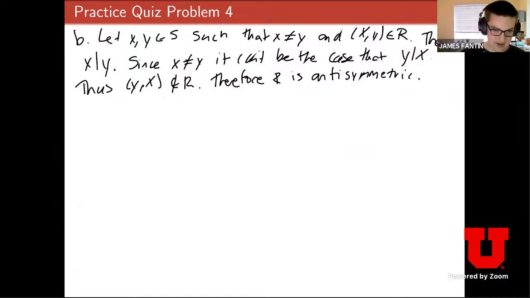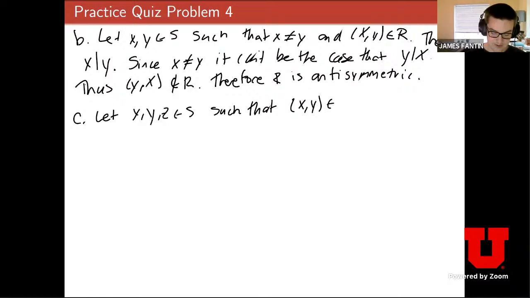So let's look at why this is transitive. To prove transitivity, we just need to let three elements be given. So let x, y, and z be in S. For transitivity, we assume that x is related to y, so x, y is in the relation, and y, z is in the relation. Then we need to do a bunch of work and conclude that x, z is in the relation.